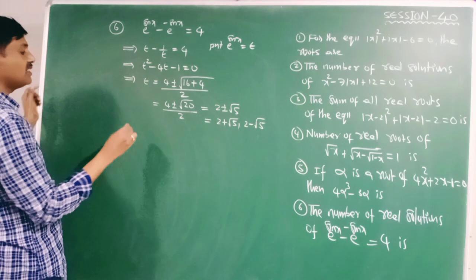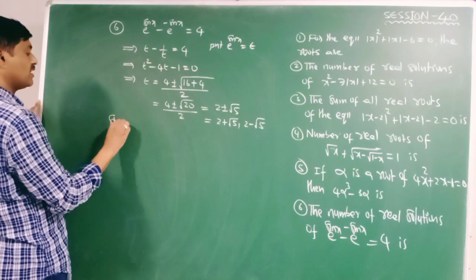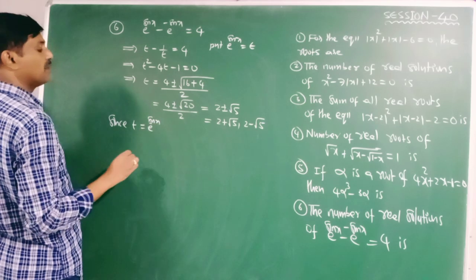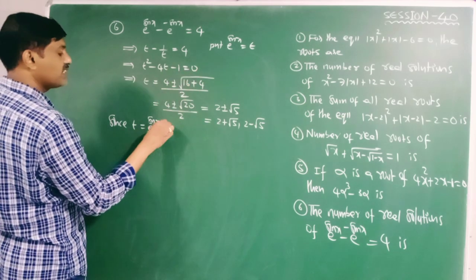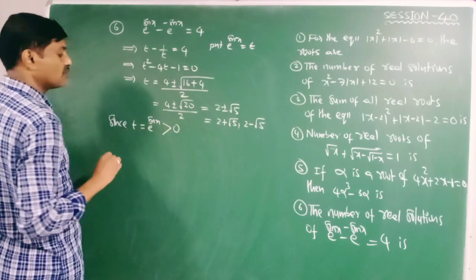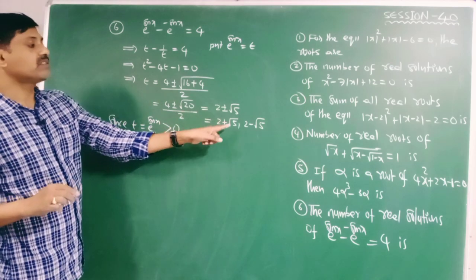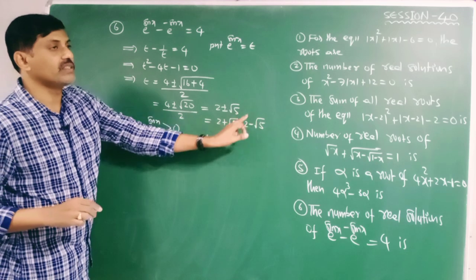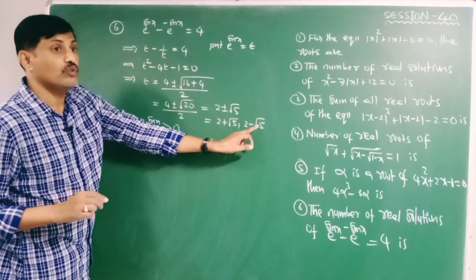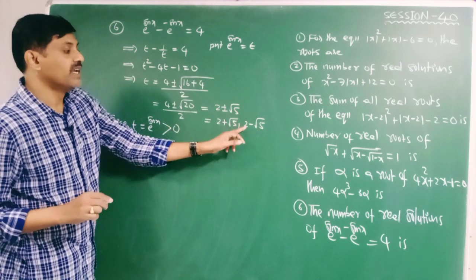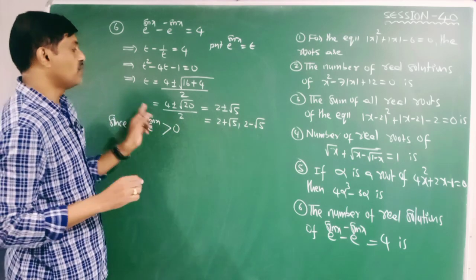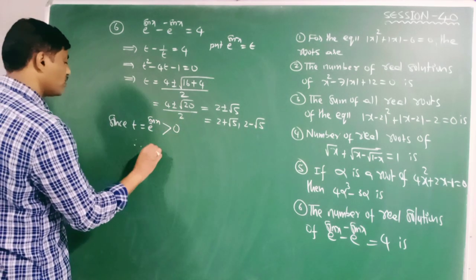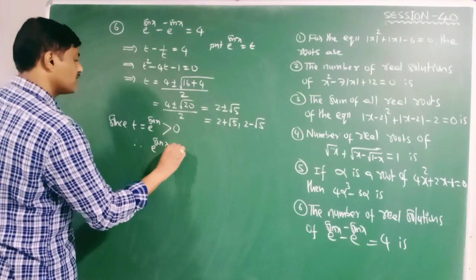But what is t? Since t is equal to e power sin x, and e power sin x is always greater than 0, t must also be positive. Therefore, 2 plus root 5 is positive, and 2 minus root 5 is negative, because root 4 is 2 and root 5 is 2 point something, so it goes negative. Therefore, what is the t value here? 2 plus root 5. Therefore, e power sin x is equal to 2 plus root 5.